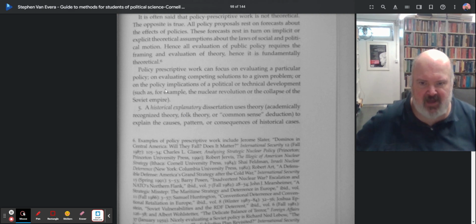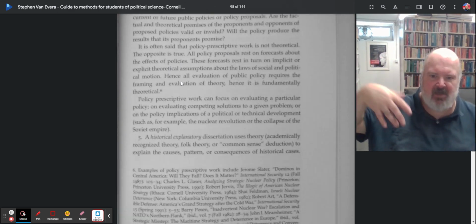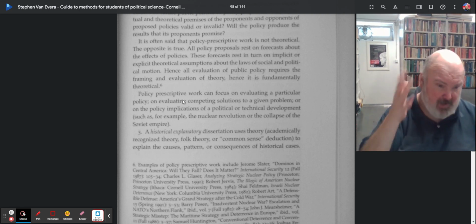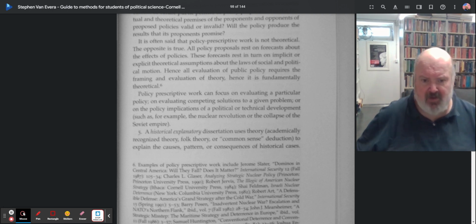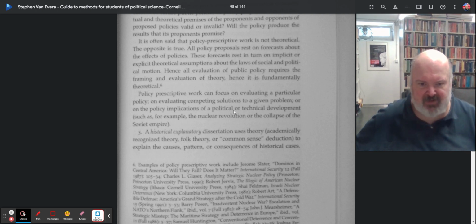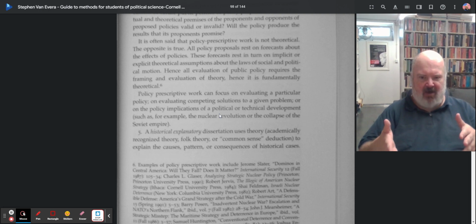Now he says, policy prescriptive work can, now this is different, this is policy evaluation. Now he turns policy prescriptive. I'm prescribing policy. I'm giving a suggestion of what we should do. Policy prescriptive work can focus on evaluating a particular policy, on evaluating competitive solutions to a given policy, or on the policy implications of a political or technical development, such as, for example, the nuclear revolution or the collapse of the Soviet Empire, right?